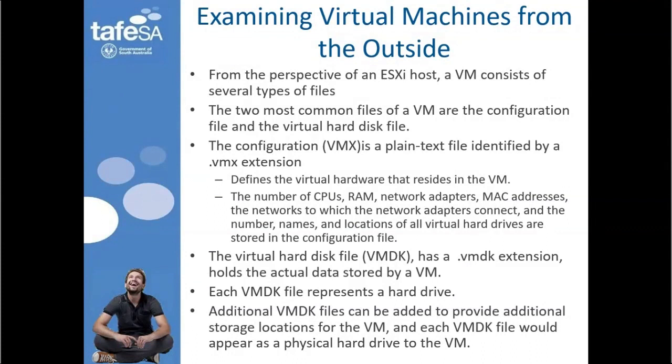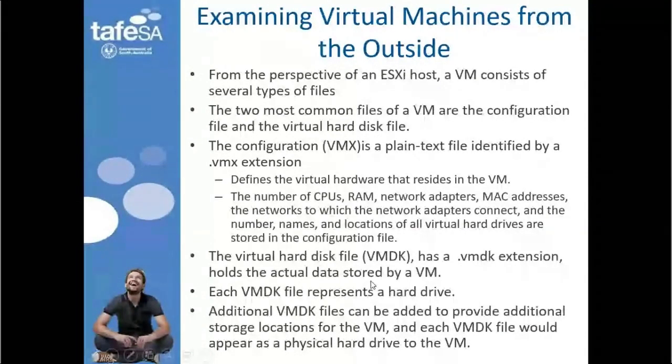All right. So the VMX file is a plain text configuration file. It defines the virtual machine hardware that resides on the virtual machine: the number of CPUs, the RAM, the adapters, the MAC address. Yeah, that's interesting, isn't it? The MAC address. The networks to which the network adapters are connected, and the number and names and the location of all the virtual hard disks. Okay, let's see if we can find some of these things.